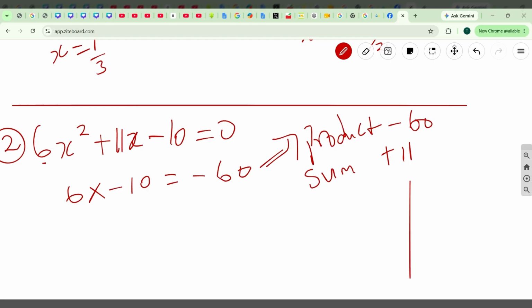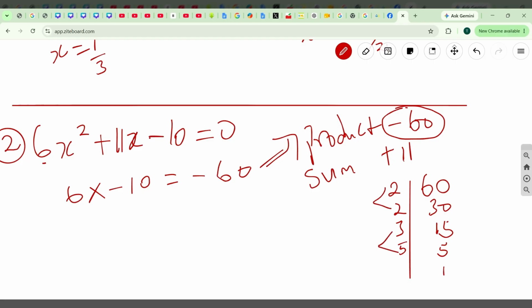Now I'm going to find the factors. Remember, I just look at this 60 here. Forget about the negative sign, just pick 60 and look for the factors. So 2 can divide this, it's 30, 2 can divide this, it's 15, 3 can divide this, it's 5, and then 5 can divide this, it's 1. So I'm going to pair these together and see, I have 2 times 2 here is 4, this is 15.